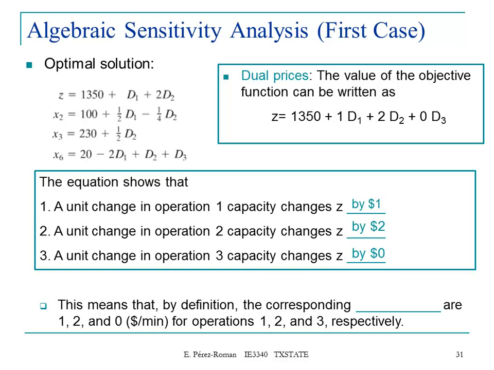Any questions so far? Okay, so this means that by definition, the corresponding dual prices are 1, 2, and $0 per minute for operations 1, 2, and 3. So one more time, we have the objective function. We are adding these two variables with those coefficients to the objective function. And those coefficients are telling you if you increase the capacity of this resource by 1 unit, I will increase the objective function by the coefficient of that capacity.